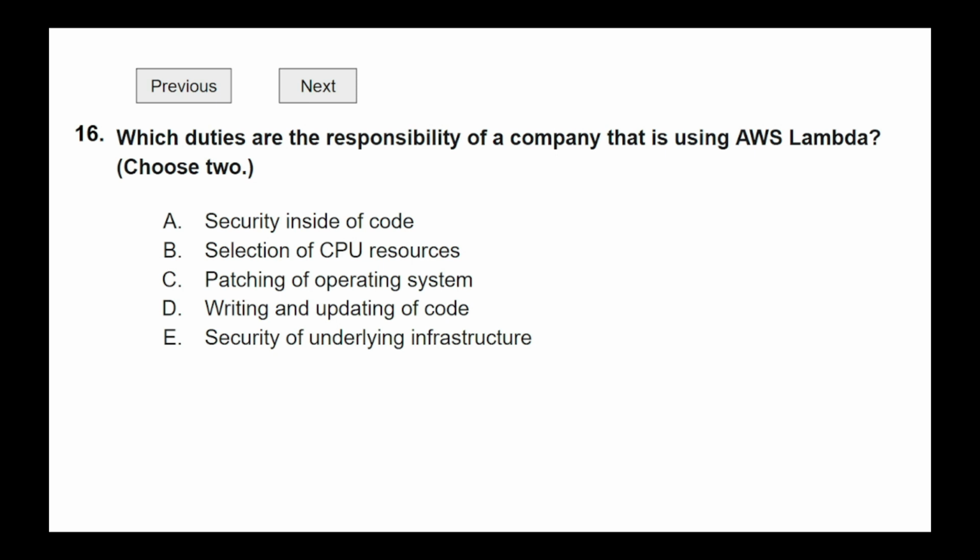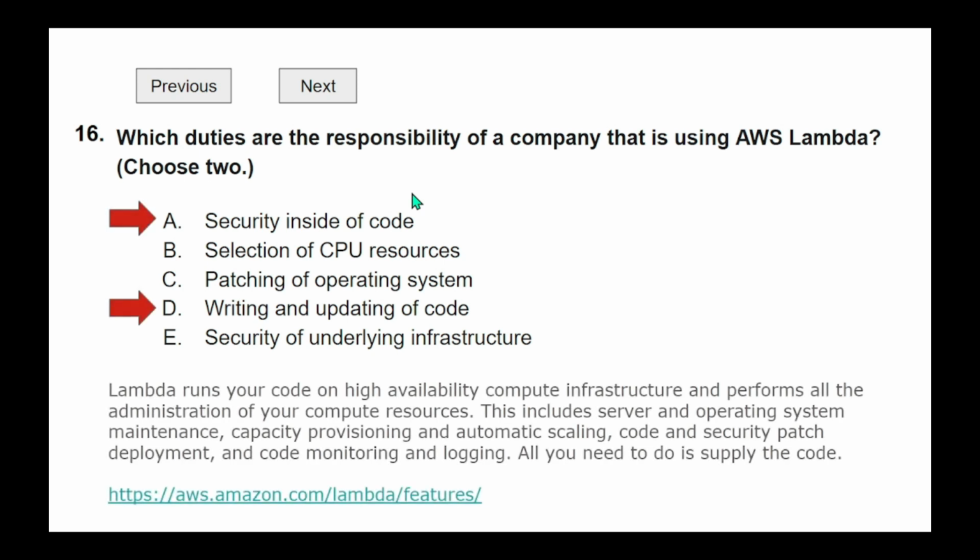For AWS Lambda, the developer or the users will write their own code. So definitely, number one, you have to have security inside of your code. AWS will not be responsible for any security leak inside of your code. Number two, you, as the user, are responsible for writing and updating your code.